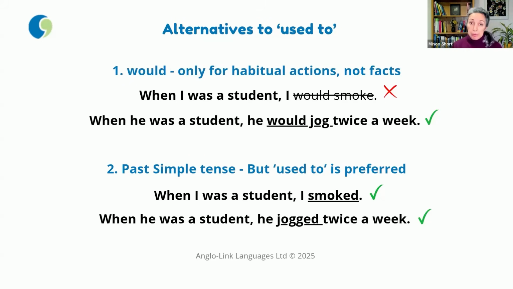You can also keep it really simple and use the past simple tense instead of used to, but used to is preferred. It's more specific. The listener knows you're talking about habitual action or a fact rather than one single action in the past. So you can say, if you want, when I was a student, I smoked. Or when he was a student, he jogged twice a week. Right, that's all for concept and alternatives.